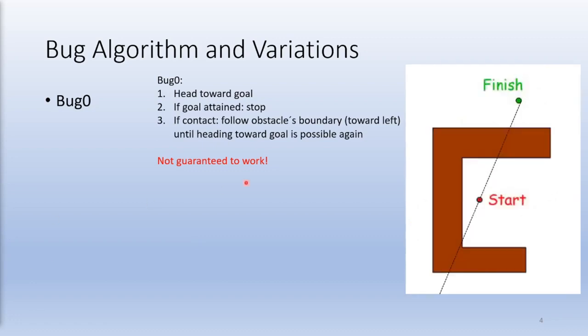But be careful, bug 0 is not guaranteed to work. If we have an obstacle like this, our path would look like this. We would head directly towards the goal, then we would turn left, and then we would follow the obstacle until we can head towards the goal again. We would be stuck in this circle forever.